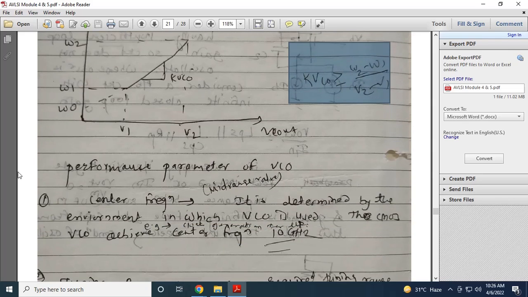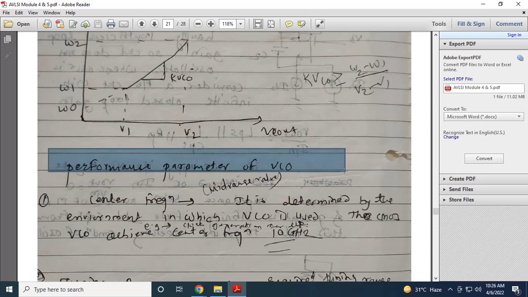So we will see the performance parameters of the VCO. The first parameter is center frequency. This is a mid-range value. It is determined by the environment in which the voltage controlled oscillator is used. For CMOS, this center frequency is 10 GHz.